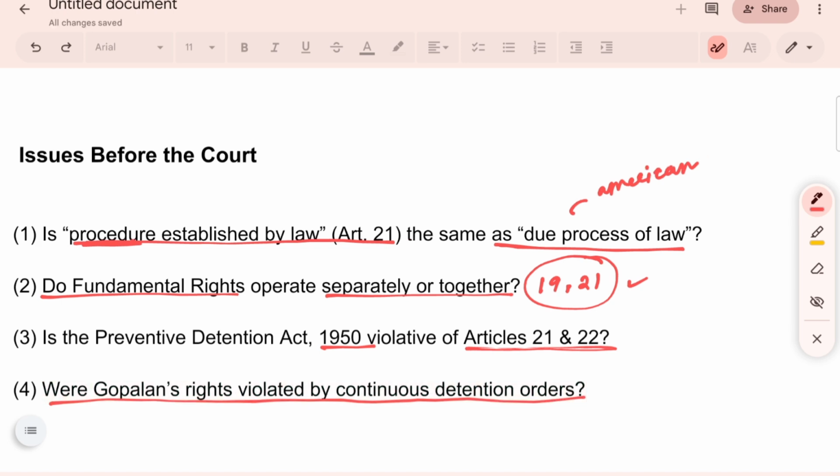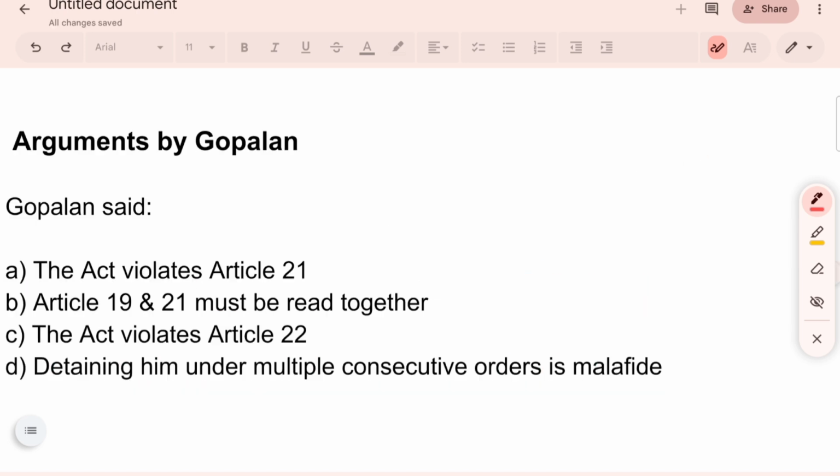Then what happened? Arguments were presented. Gopalan argued that the Act violates Article 21. It means that the law must provide a fair and reasonable procedure. Then Articles 19 and 21 must be read together. He said, if somebody is detained, their freedom of movement, Article 19(1)(d), is restricted. So a detention law must satisfy both Article 19 and Article 21.